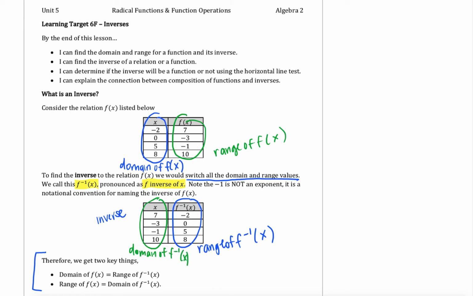This connection between switching the domain and range values is what ultimately creates an inverse, but it's also going to be a huge concept later on when we talk about whether our inverses will still be functions or will no longer be functions. That's the part of this lecture that we continue on together in class. Today during this video, what you are going to learn is how to computationally compute inverses.